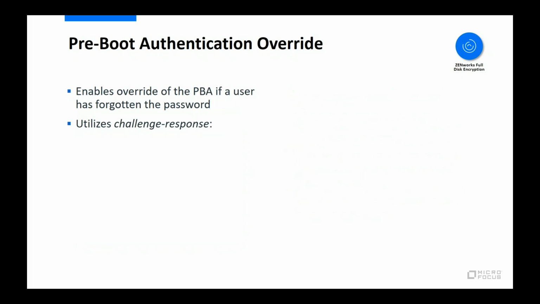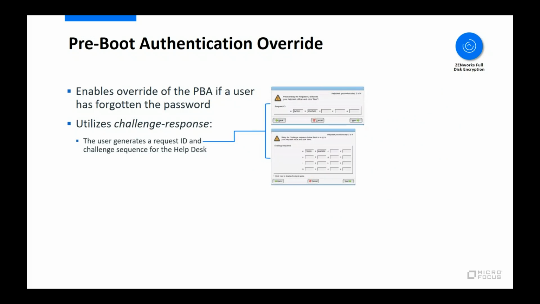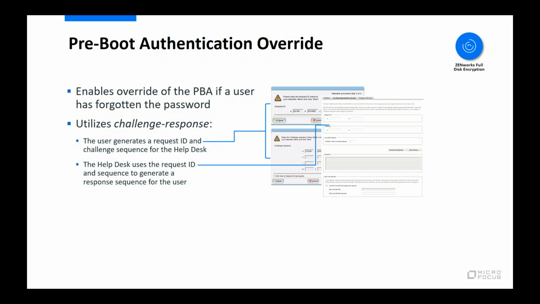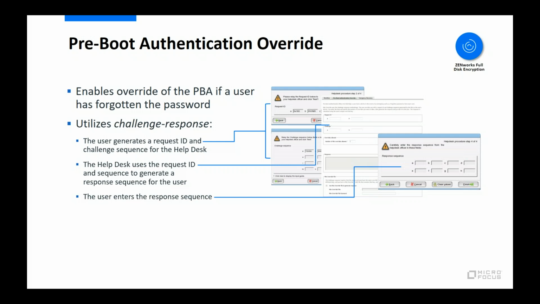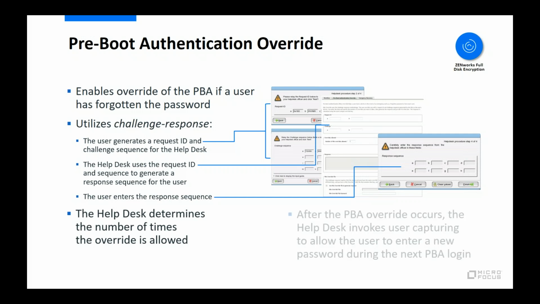Without fail, users forget passwords. If a user forgets their pre-boot authentication password, you can use the Help Desk Challenge Response to override the PBA. On the device, the user generates both a request ID and a challenge sequence and gives them to the help desk. The help desk uses these two pieces of data to generate a response sequence for the user. Once the user enters the response sequence, PBA authentication is bypassed. As part of the process, the help desk determines the number of times the override is allowed. To reset the user's password, the help desk invokes a user capturing command on the device. This allows a user to enter a new password during the next PBA login.